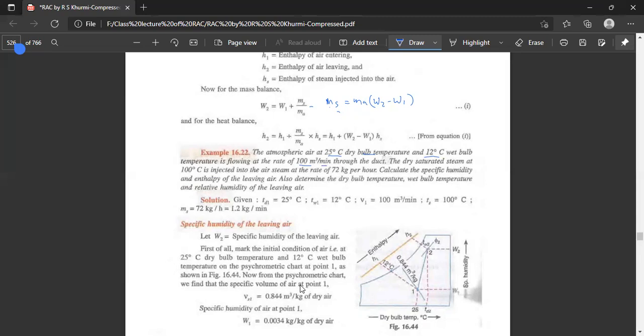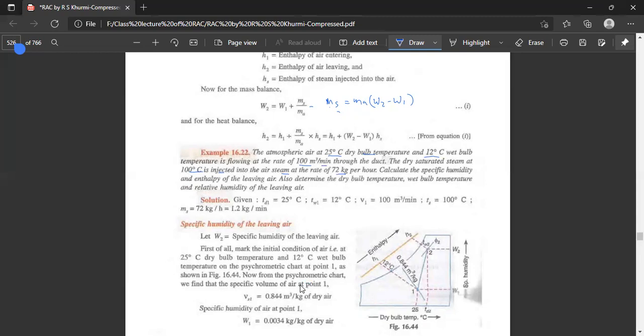Dry saturated steam at 100 degrees centigrade is injected into the air stream at the rate of 72 kg per hour. The mass is also given here. So the temperature of the saturated steam is 100 degrees centigrade, and the mass of the steam is given as 72 kg per hour.